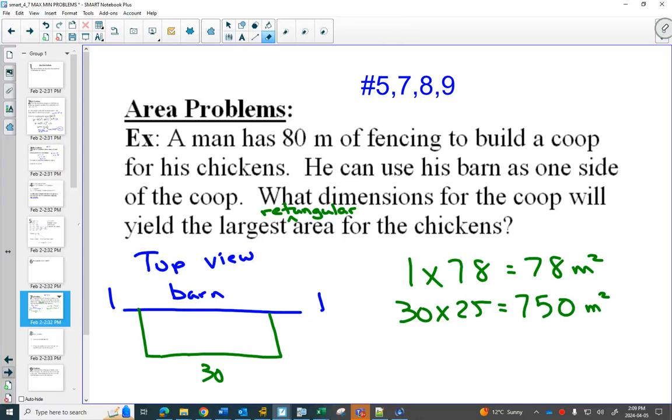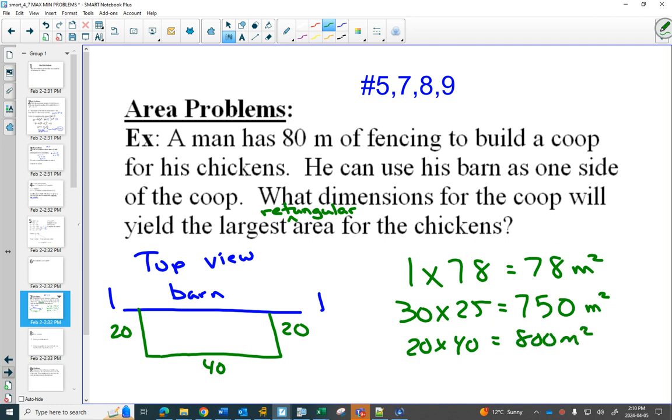So this will be 20 and 20 on both sides. And then that gives you more for this side, which would be 40, right, to add up to 80. 20 times 40. We've got a bigger one.